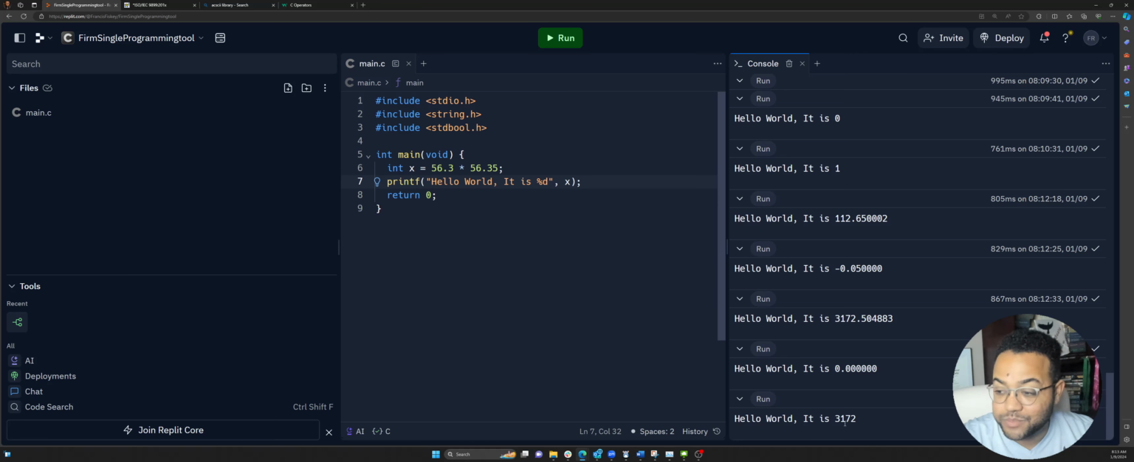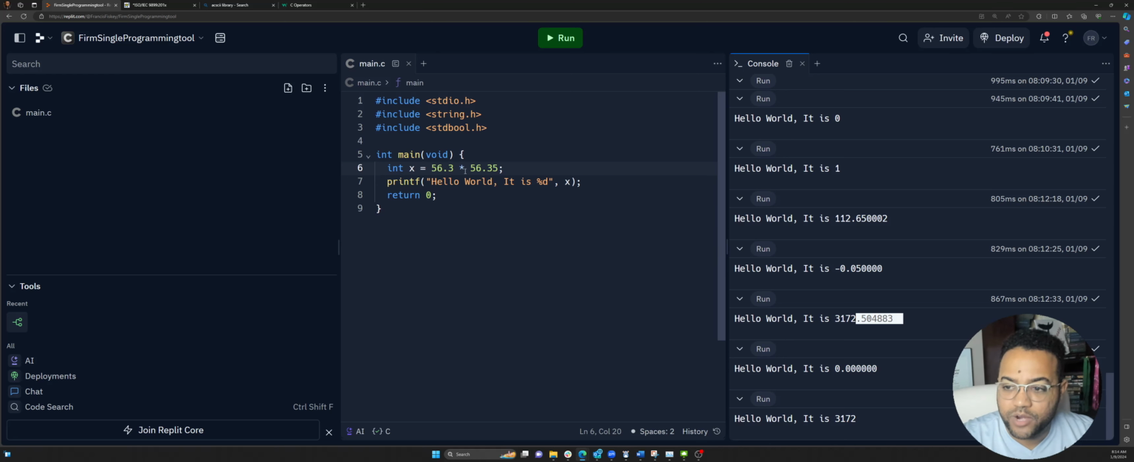Interesting. And that's what happened here. Whenever you try to save a decimal or floating point type to a non-floating point type, like an integer, everything after the decimal is removed, truncated, and all you get is the whole number. And that's it.